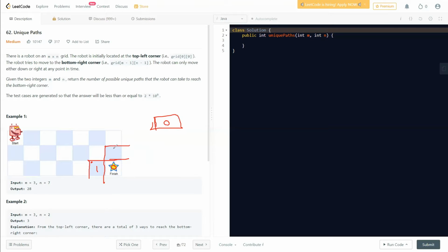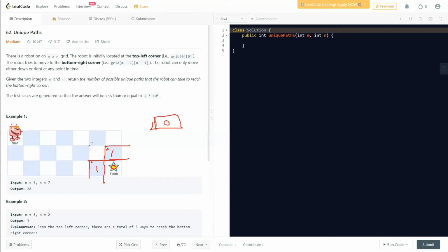Fine. So in that case, how many ways, if the robot is at this position and wants to reach the finish? How many ways can it reach the finish? It will have only one way, isn't it? It can only move down a single unit, and then it reaches its finished position. We cannot move right because we will be going out of the grid. So that will be only one way.